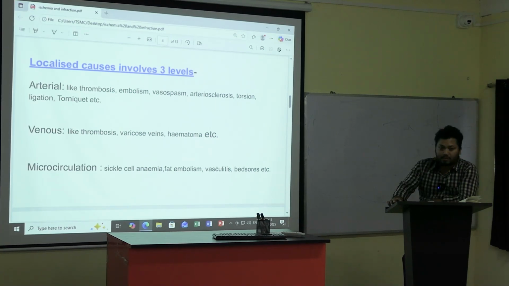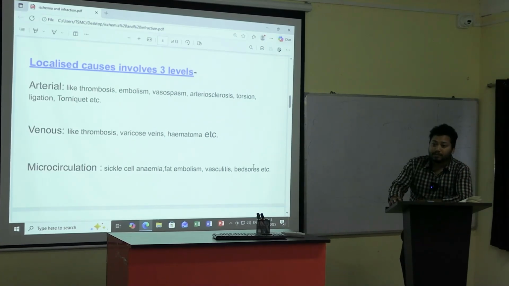Vasculitis is the inflammation of the vessels. And bed sores. Bed sores are also known as pressure sores. In patients who have been bedridden for a long period of time, or someone who is sitting, they can develop this kind of pressure ulcers. So this is the ischemia. After that we are going to discuss infarction.